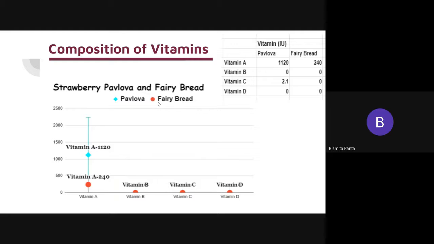So talking about the composition of vitamins in strawberry pavlova and fairy bread, they contain a high amount of vitamin A with 99.8%. As Fabian said, it's also good for our immune system and acne. So it doesn't only satisfy your hunger or craving for sweets, it also satisfies your immune system and acne. So after having our delightful dessert, next slide, please.